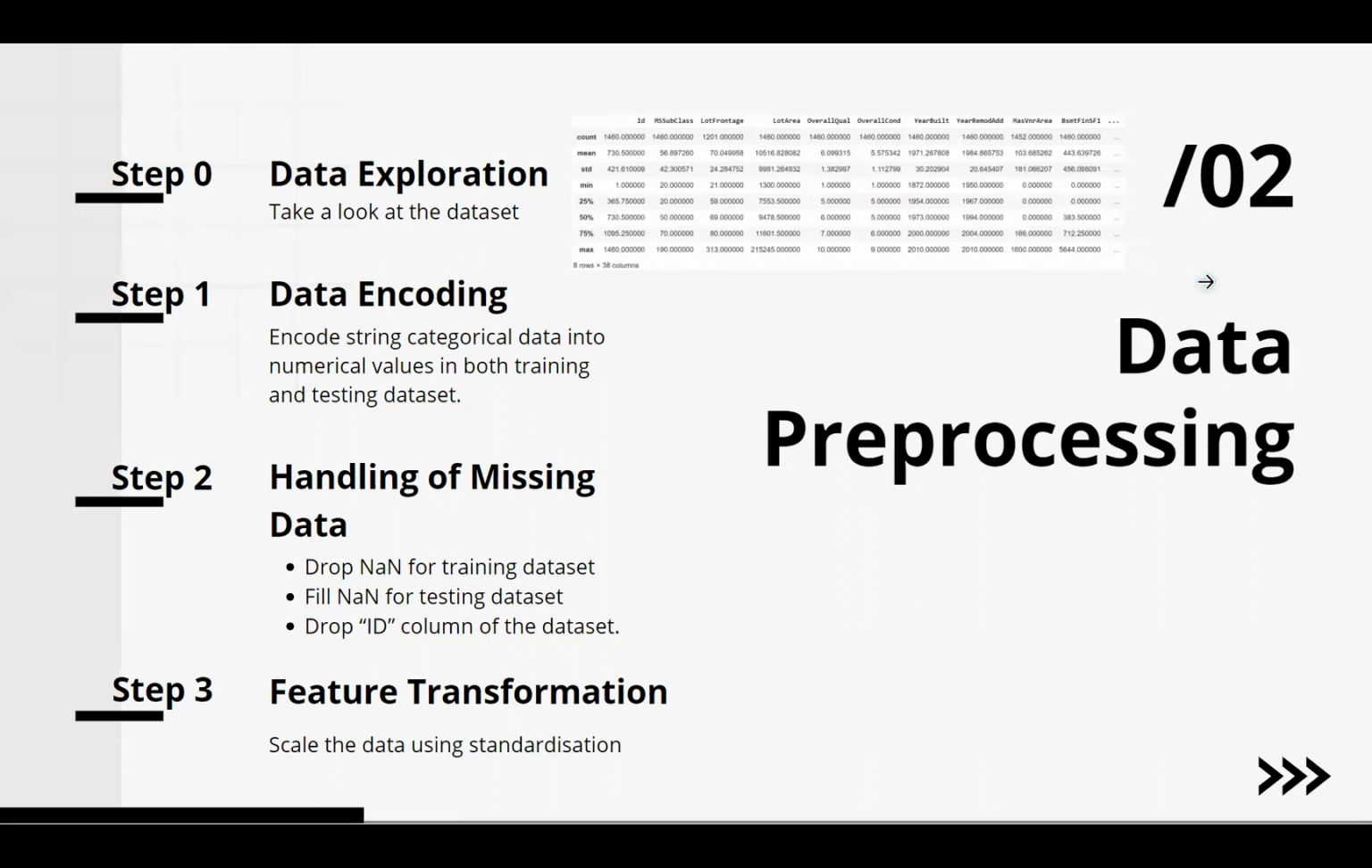Next, we did feature transformation to fix the skew of the data using standardization. As we can see from step 0, the maximum and minimum of the different features are very far apart. Hence, we have to standardize the whole dataset so that we can have an unbiased model when running our models.